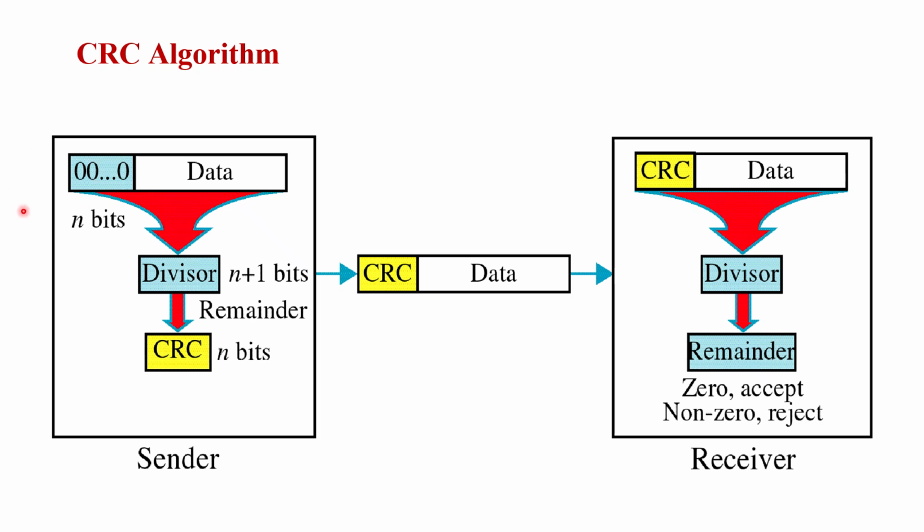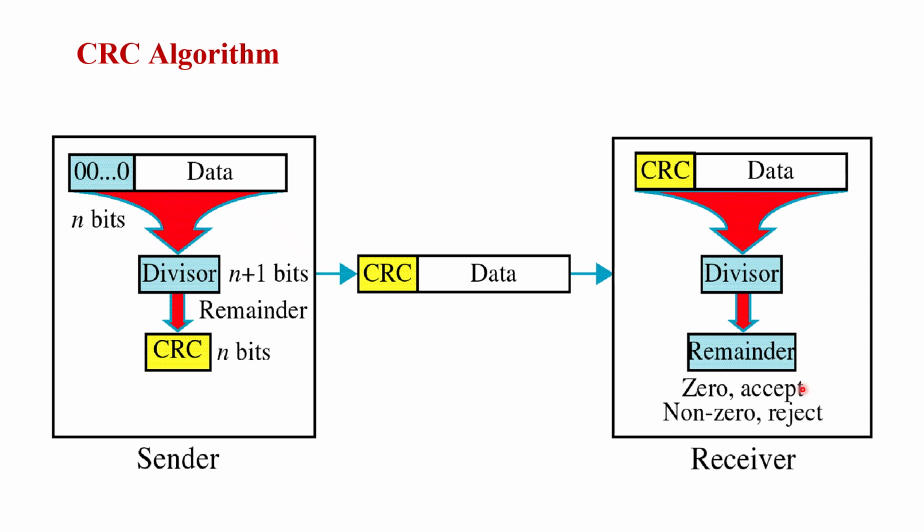First, a string of 0s is appended to the original data unit. The number of zeros added is 1 less than the number of bits in the divisor, which means n zeros for a divisor of n plus 1 bits. Next, this extended data is divided by the divisor using modulo 2 binary division. The remainder is then appended to the original data, replacing the appended zeros, forming the final transmittable data unit.